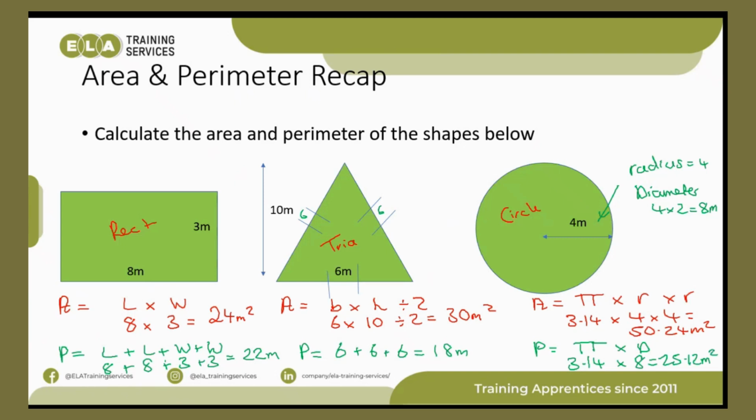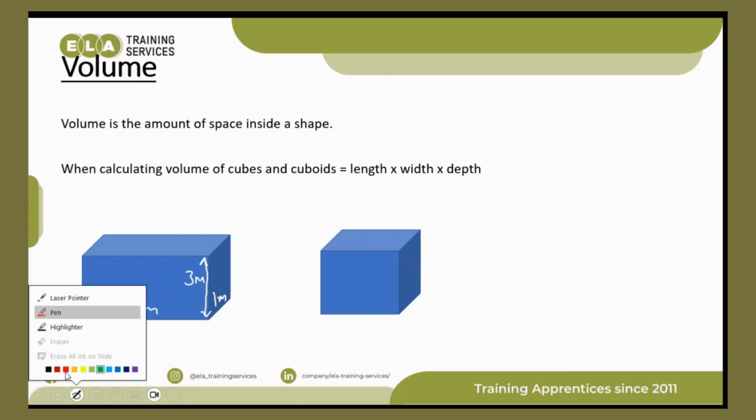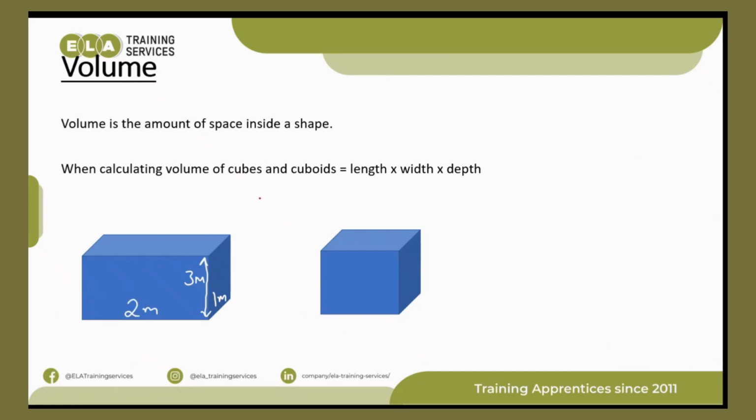Okay, what we are now going to have a look at is volume. So volume and surface area apply to 3D shapes. So area, perimeter, think 2D flat shapes. Volume and surface area, 3D shapes. Volume is the amount of space inside a shape, and it's always measured in units that are cubed. So it's centimetres cubed, metres cubed, inches cubed, feet cubed. And we calculate the volume by doing the length times the width times the depth.